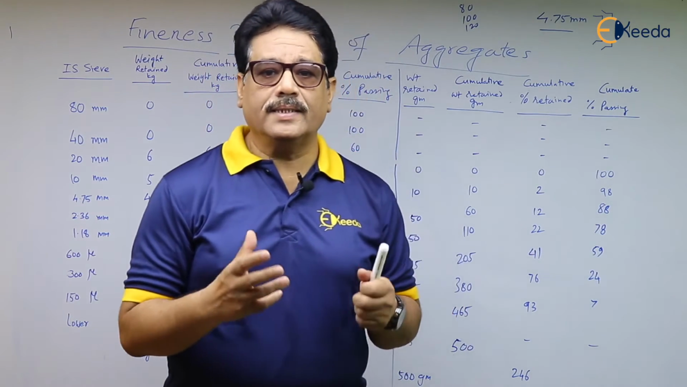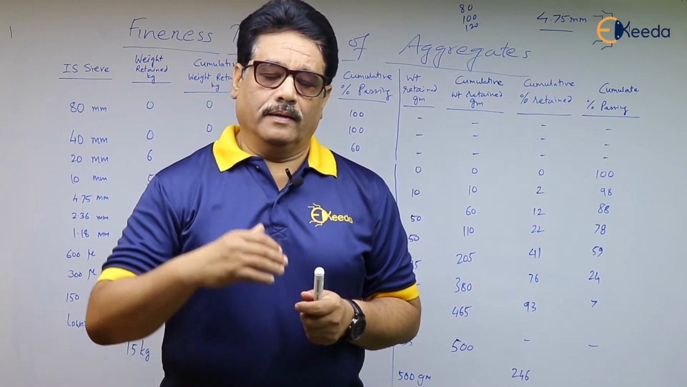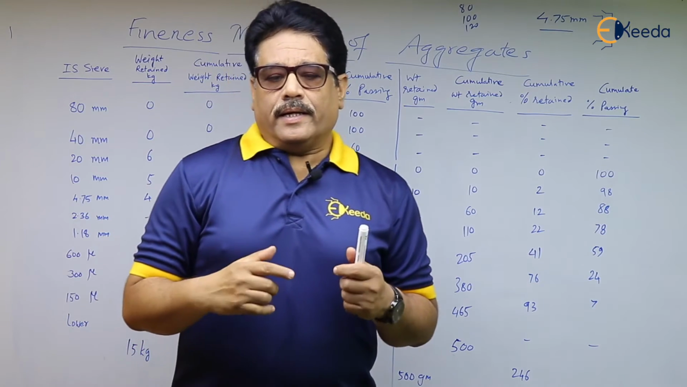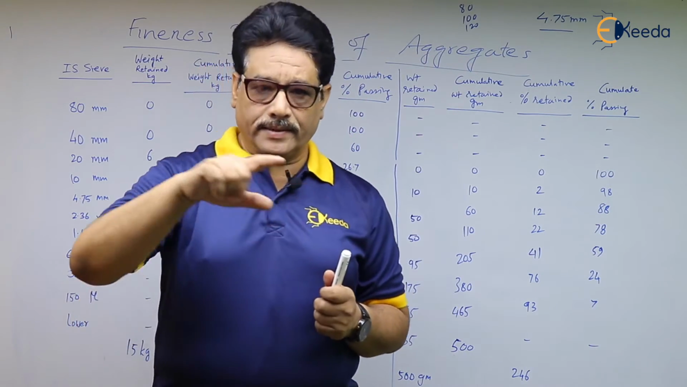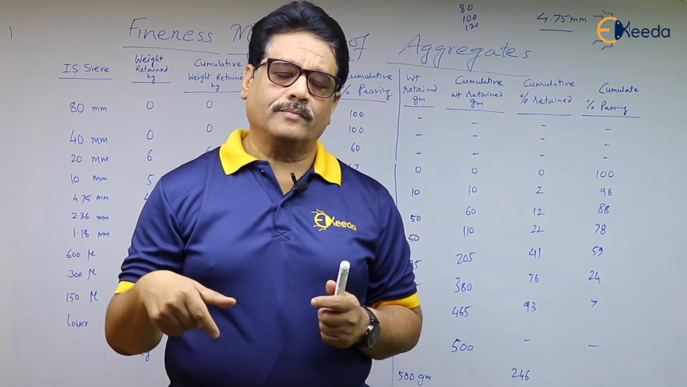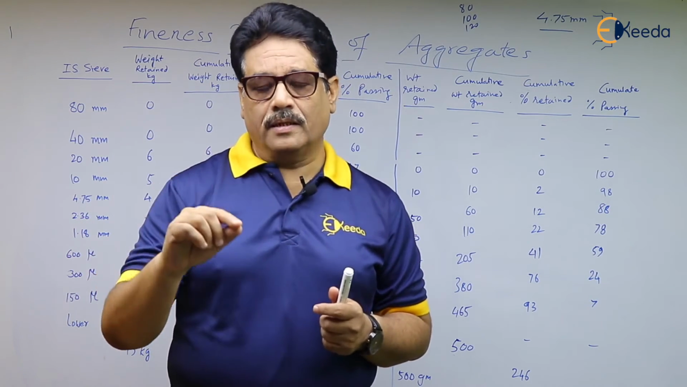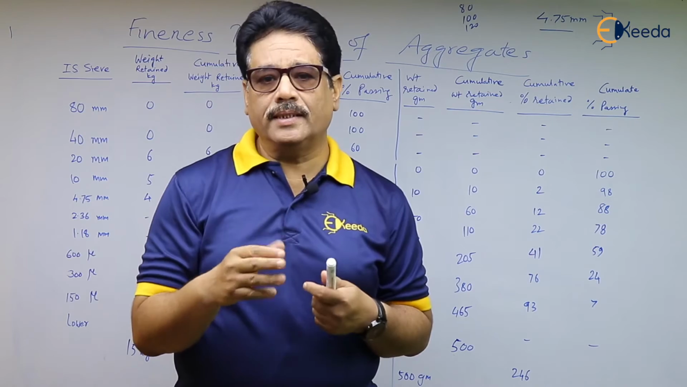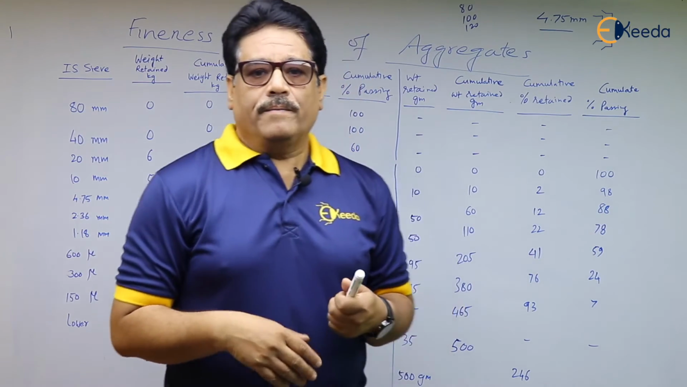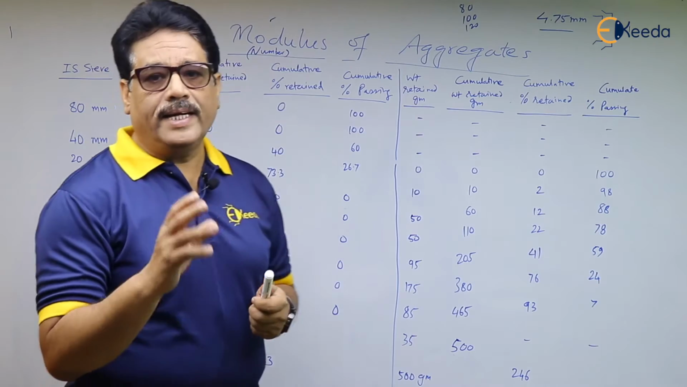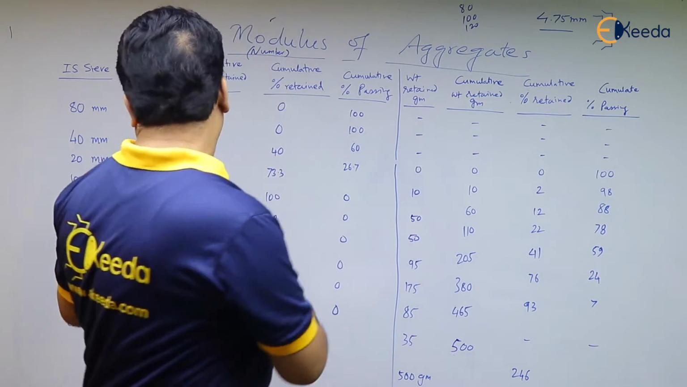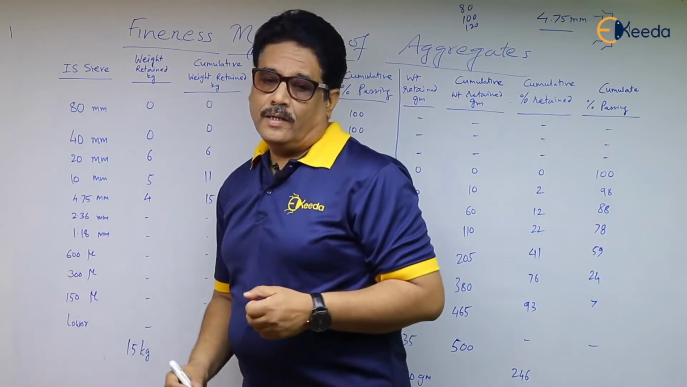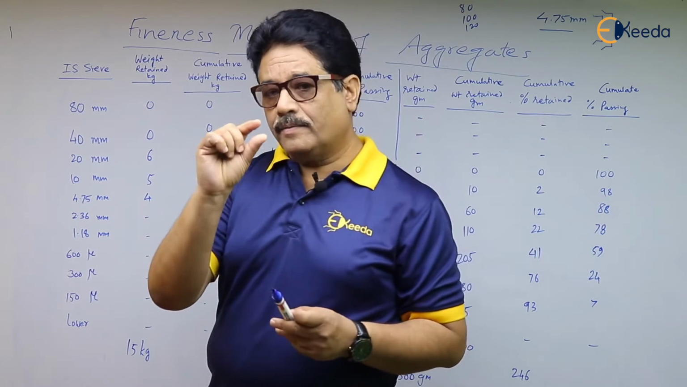For that, we should have a sieve set. What are Indian Standard sieves? An Indian Standard sieve is a sieve of a particular diameter having a mesh attached to the base of it. The size of that mesh is designated as the IS sieve. We have IS sieves 80, 40, 20, 10, like that, which are marked on this table here. These are the grid sizes of that mesh.